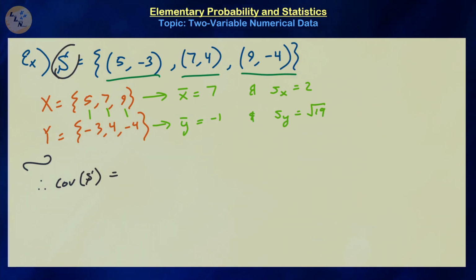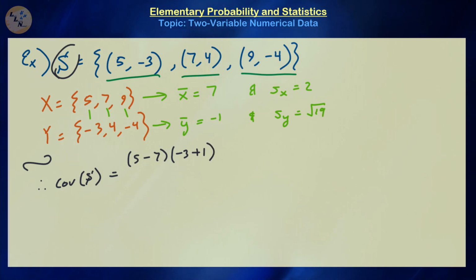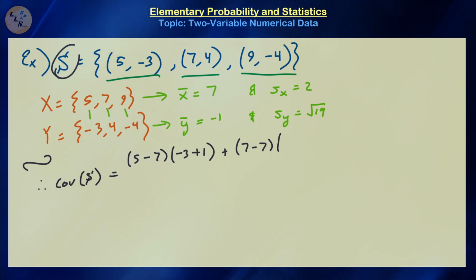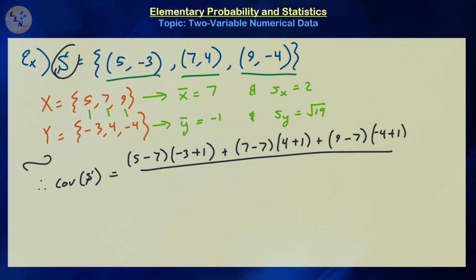So what I'm going to do is take the value X minus the mean of X times the value Y minus the mean of Y, and add all of those things up. The very first value of X is going to be 5 minus its mean. Its associated Y value is going to be -3 minus -1, so that's -3 plus 1. And then we're going to have 7 minus 7, and then 4 minus -1, and then plus 9 minus 7 times -4 minus -1, all over, and if this is a sample, then that's going to be 3 minus 1.